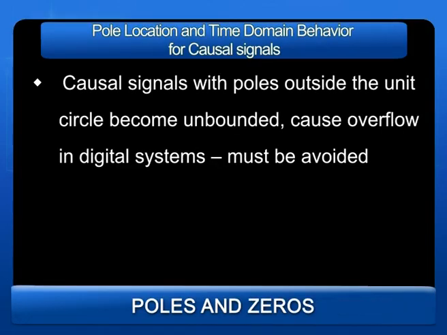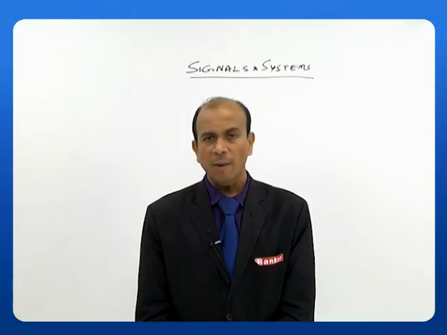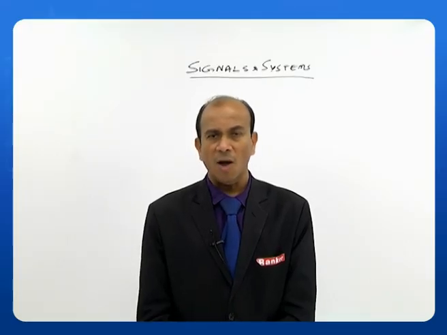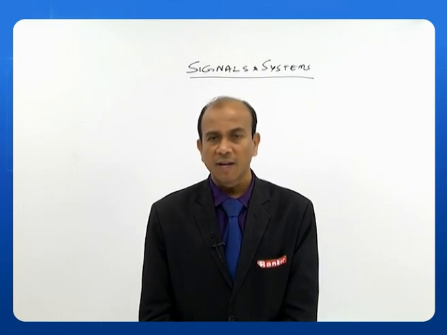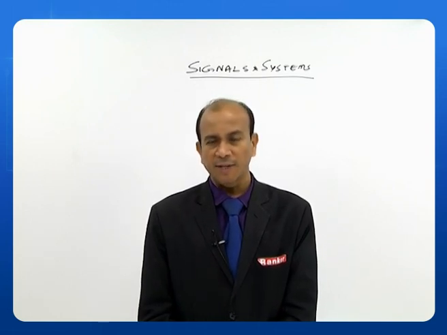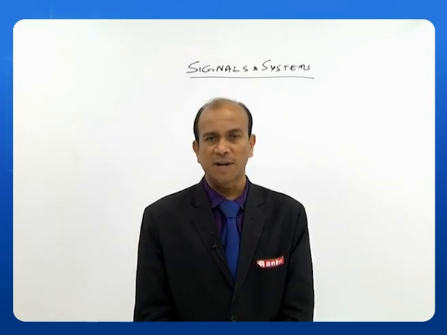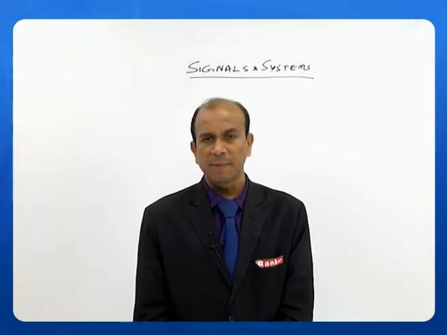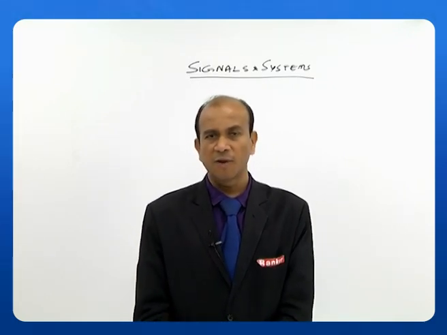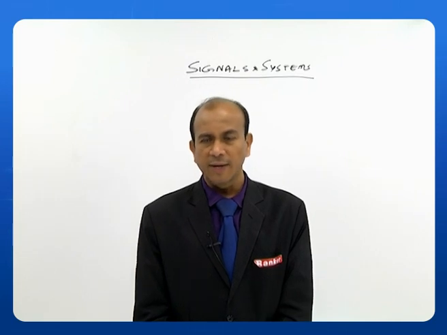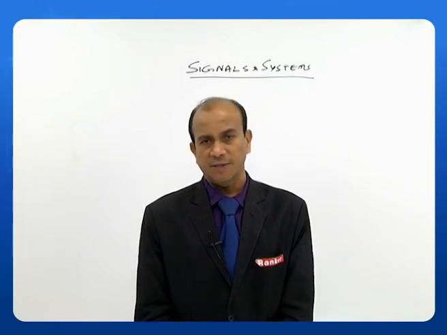Let us move on. Causal signals with poles outside the unit circle become unbounded, cause overflow of the digital systems, and must be avoided. So talk about any causal system, then avoid having a pole outside the unit circle. If it is present, it results in what is called unbounded, that is, the system is becoming unstable. It causes overflow in digital systems and therefore must be strictly avoided in the case of digital system design.